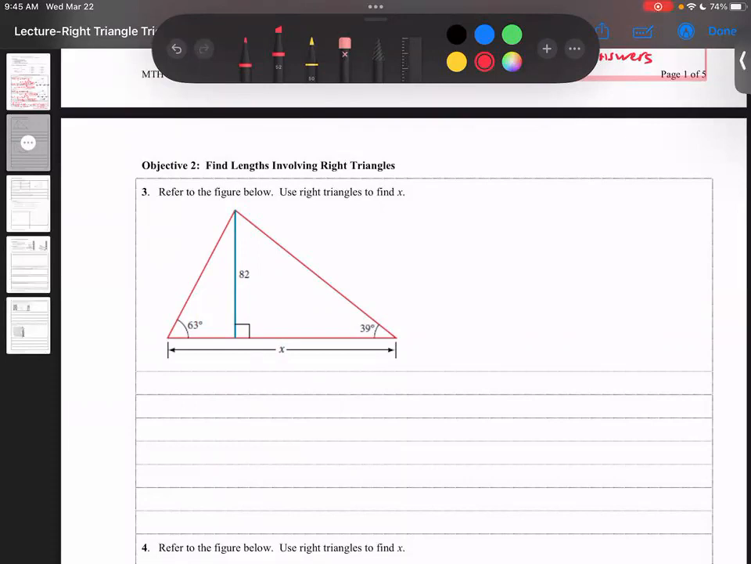Find the length involving right triangles. Let me ask you a question. The red triangle that you saw, the big red one, is it a right triangle or not?